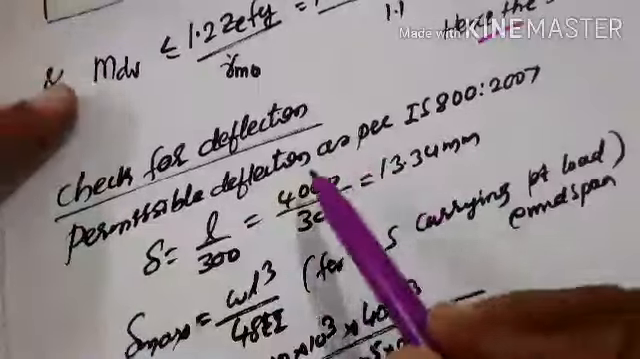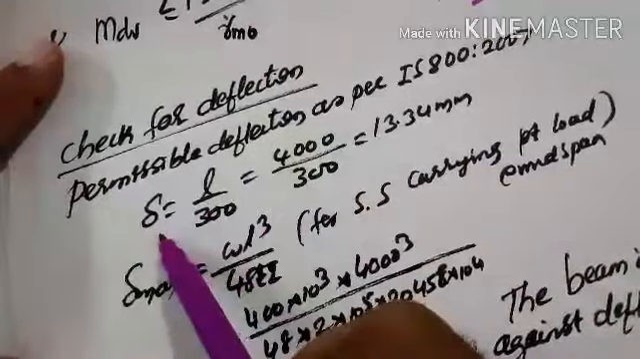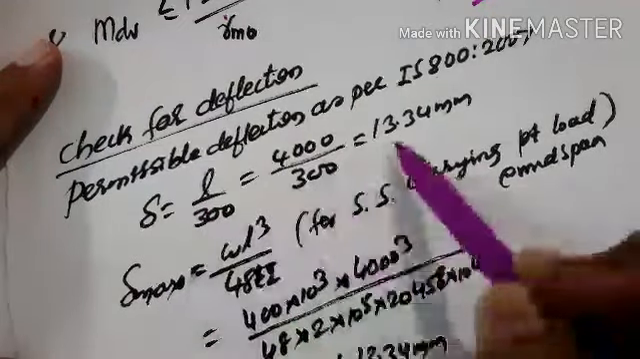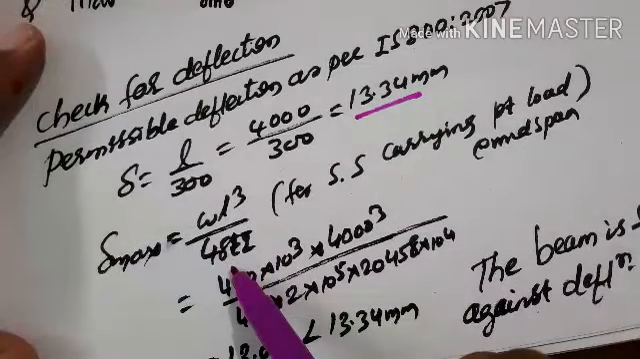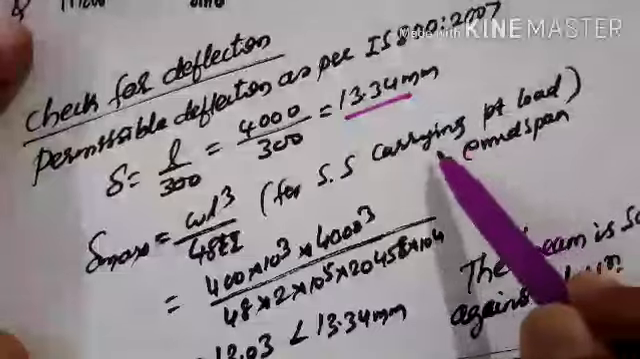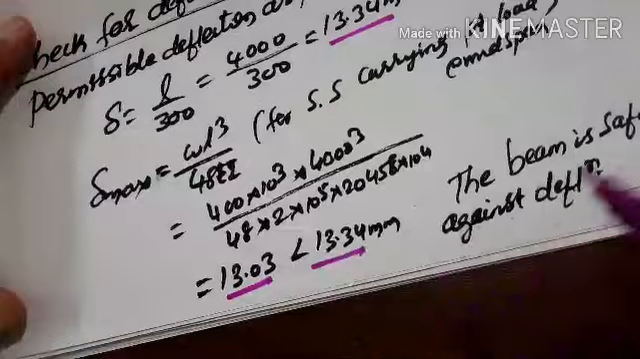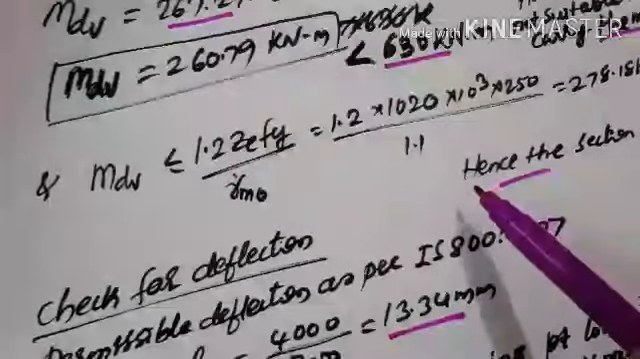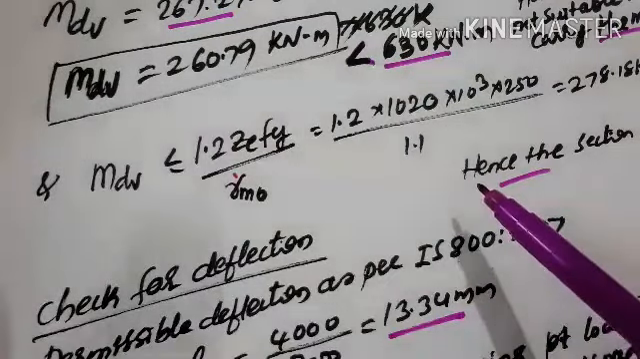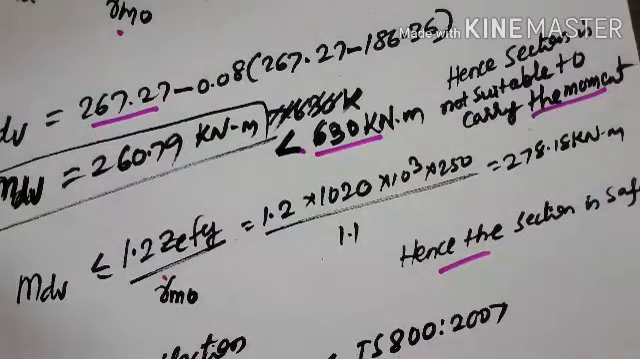Also you have to do the check for deflection. The permissible deflection as per IS 800 2007 is L by 300. So this much we get. The delta max will be WL cubed by 48 EI. This is for a simply supported beam carrying a point load at the midspan. So delta max will be this much, which is less than this one. Hence the beam is safe against deflection. So this beam is safe against deflection, but it is not safe against moment carrying capacity. Hence the section is not suitable. So you can write a comment, hence the section is not suitable.